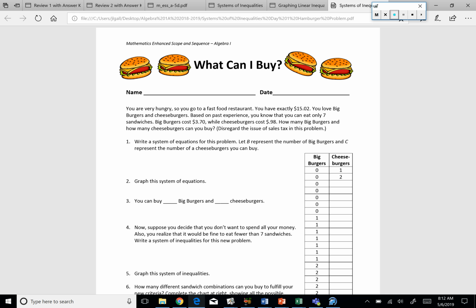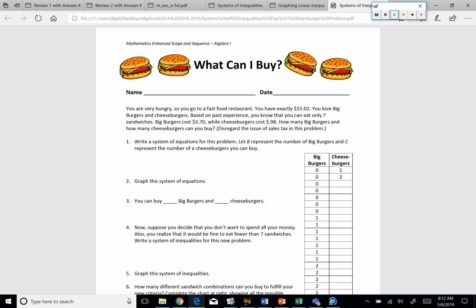It says you are very hungry, so you go to a fast food restaurant. You have exactly $15.02. You love big burgers and cheeseburgers. Based on past experience, you know you can only eat 7 sandwiches. Big burgers cost $3.70, while cheeseburgers cost just 98 cents. How many big burgers and how many cheeseburgers can you buy? And we're just disregarding sales tax, things like that, already figured in there, okay?